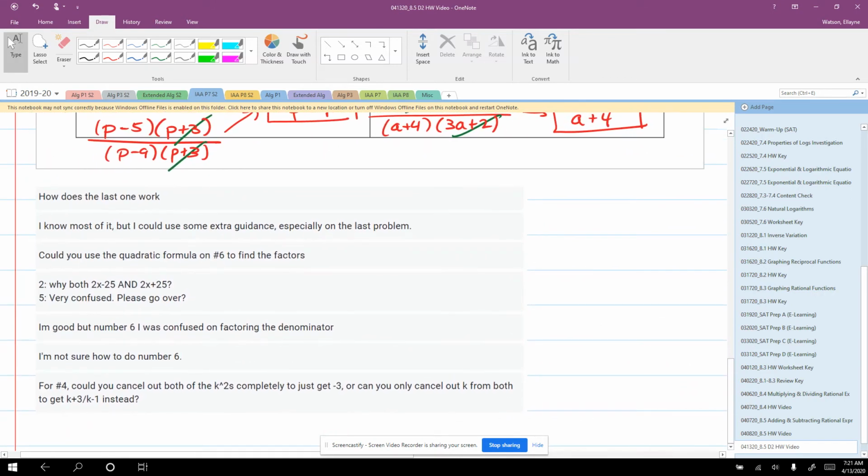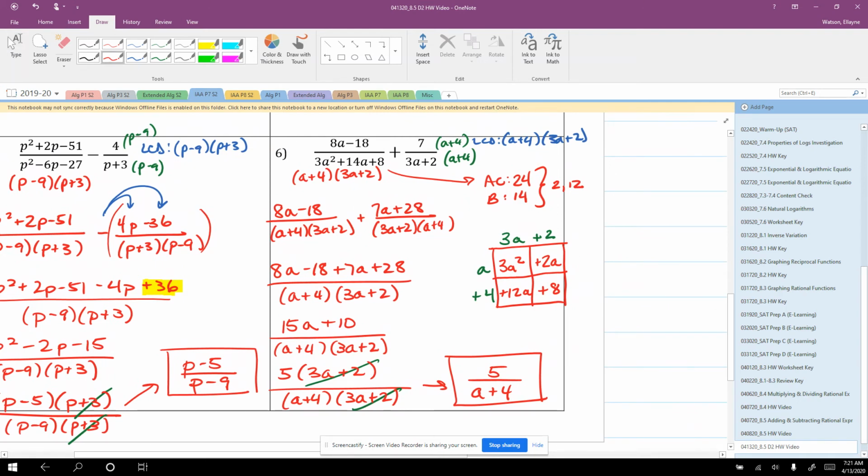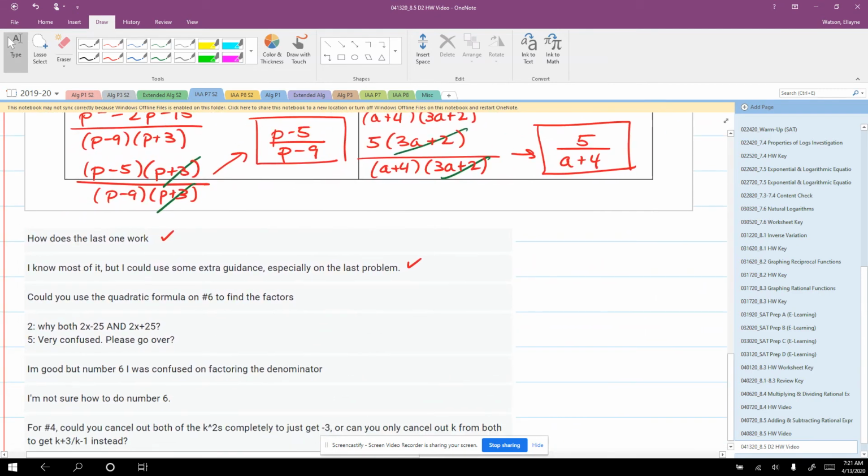Okay, questions. How does the last one work? Just went over that. I know most of it could use some extra guidance, especially in the last problem. This question, could you use the quadratic formula on number 6 to find the factor? So this is asking, instead of doing the box method that I did right there, can you use the quadratic? The answer is yes, but you have to turn your answers into factors. Because remember what the quadratic formula does for you is that it solves for the variable. It gives you the 0, gives you the x-intercept. So you would have to think of it as a solution. You'd have to turn it into factors, which means you make it the opposite.